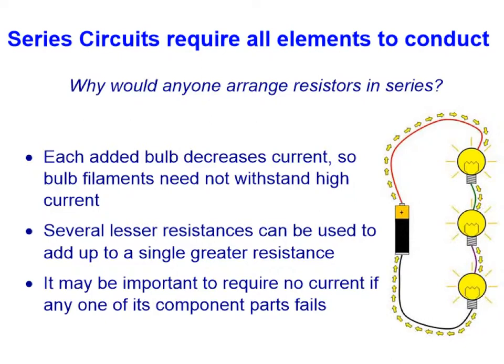Each added bulb decreases the current. So the bulb filaments don't have to withstand such high current. You can have some cheap bulb filaments. Also, several lesser resistances could be used to add up to a single greater resistance. And it also might be important to require no current if any one of the component parts fails. That would be a safety issue. So there may be some device that you want to build that safety issue into.